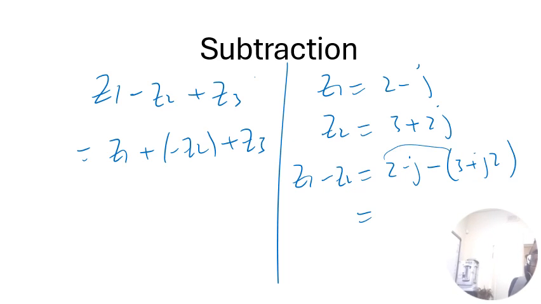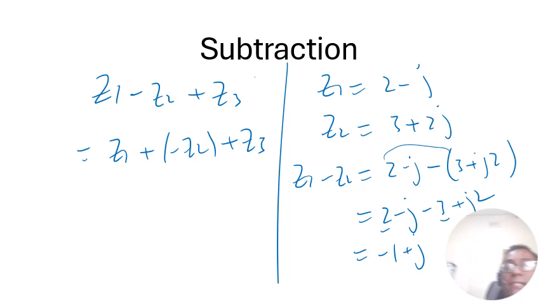So you've got 2 minus, open up the brackets first, distribute: minus 3 plus j times 2. Then you look here for the real parts. 2 minus 3 is minus 1, minus j, and plus 2j. That gives me minus 1 plus j. And there we have it.